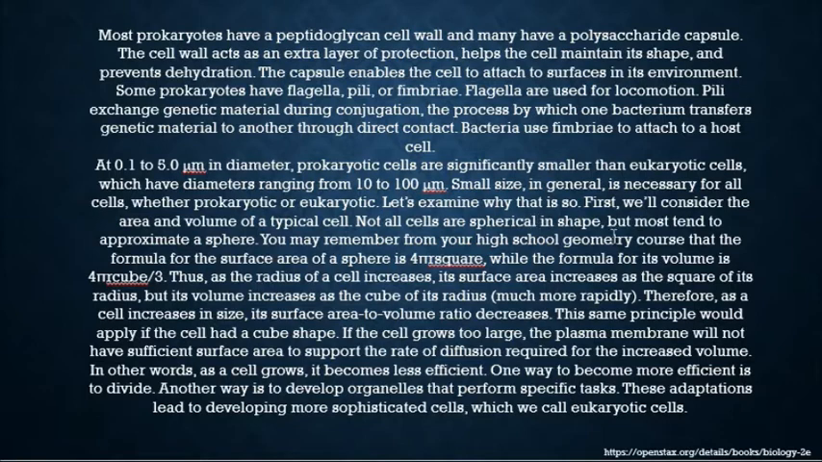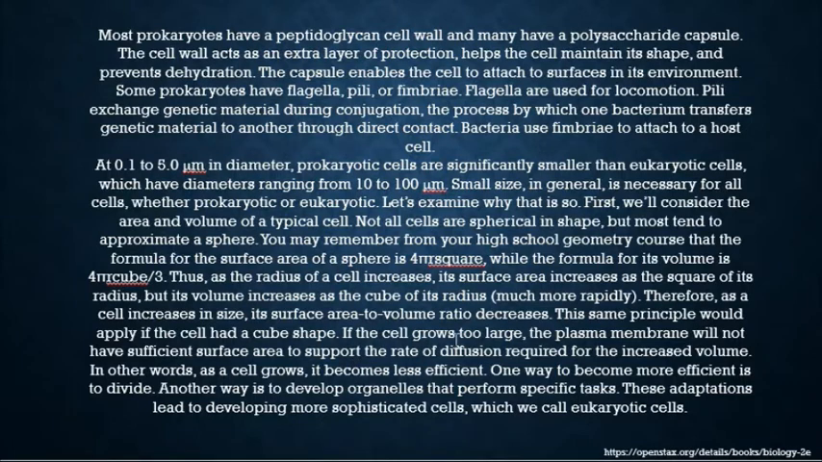But why? See, not all cells are spherical in shape, but most tend to approximate a sphere. From high school geometry, you must remember the surface area of a sphere is 4πr², but the formula for its volume is 4πr³/3. So if the radius r of a cell increases, surface area increases as the square of its radius, but volume increases as the cube. So the volume increases much more rapidly. Therefore, as a cell increases in size, its surface area to volume ratio decreases. The same principle would apply if the cell had a cube shape.